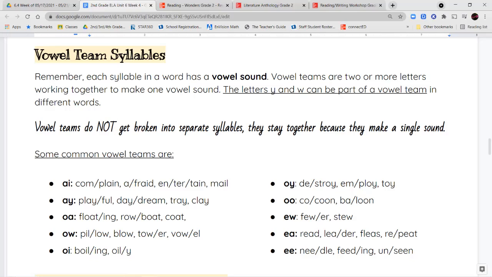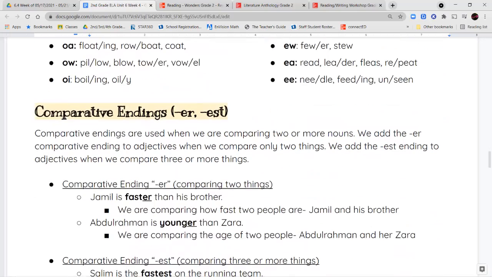So remember, vowel team syllables are when you have two vowel letters, or a vowel and the letter W or Y, in the same syllable, making one single sound. So you're not saying those letters separately, you're saying them together as one single sound.